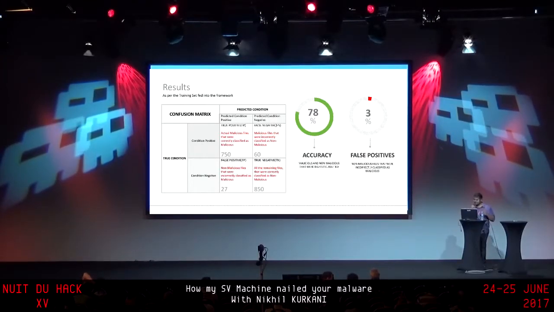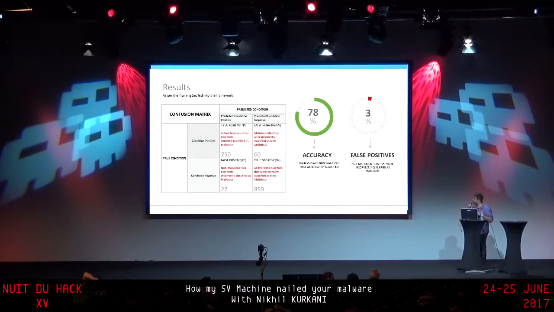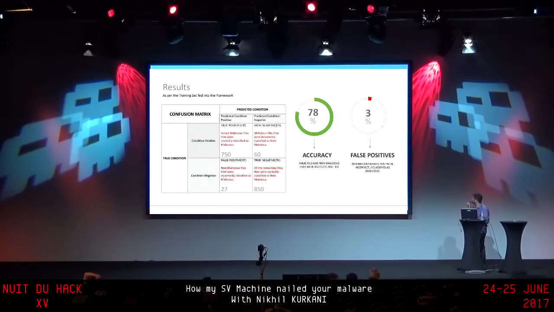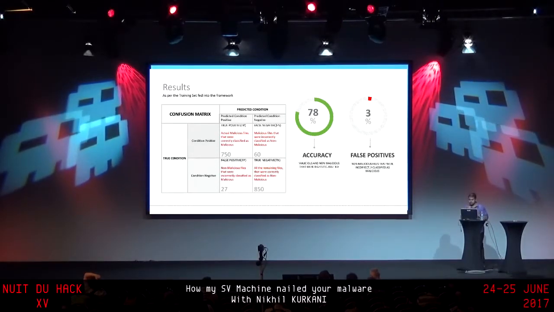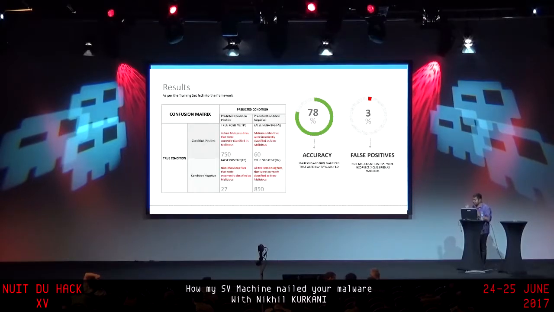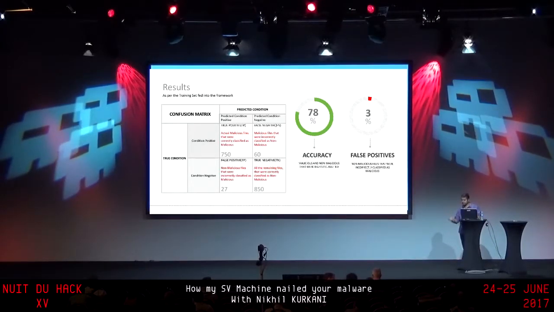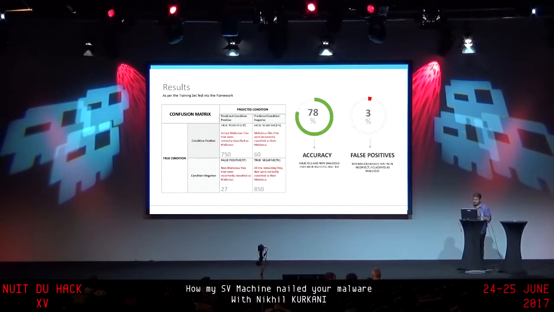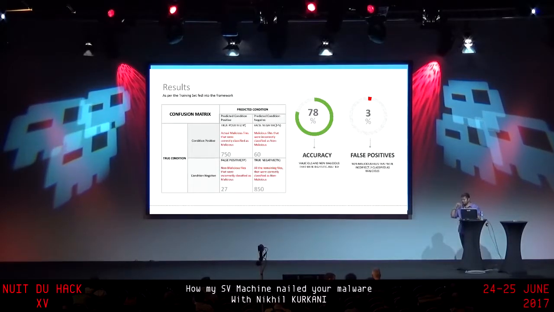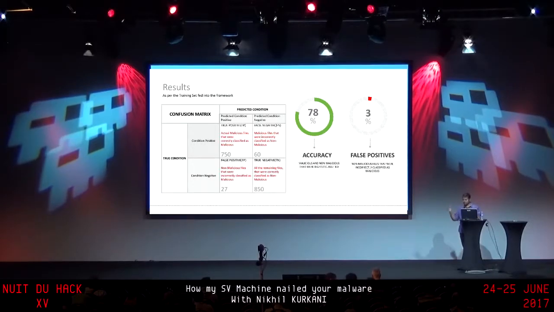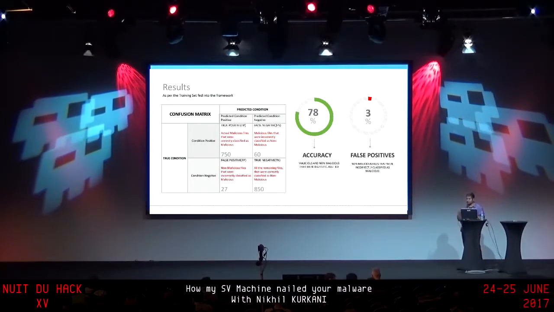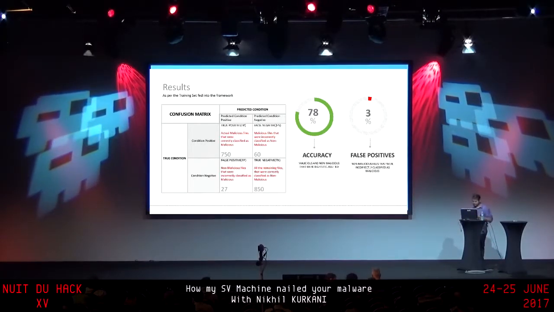So you could say that the accuracy for this was 78%, and the false positive rate was 3%. But this was again done on only 900 different malware samples, which means we still need a lot more malware for this to be considered an effective model.